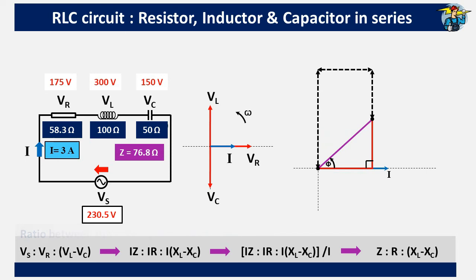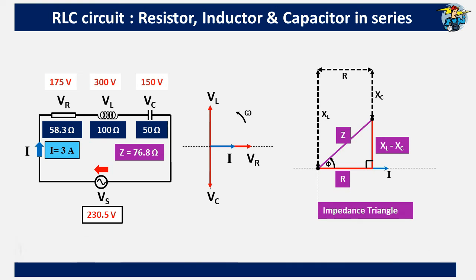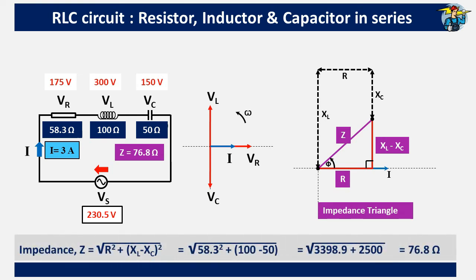Now, the voltage values can be replaced with the new values of R, XL minus XC, and Z. This is called the impedance triangle, and the total impedance can be found using Pythagoras' theorem. After substituting the values into the equation, you get 76.8 ohms for the total impedance of this circuit. This is the same value we found previously using Ohm's law.